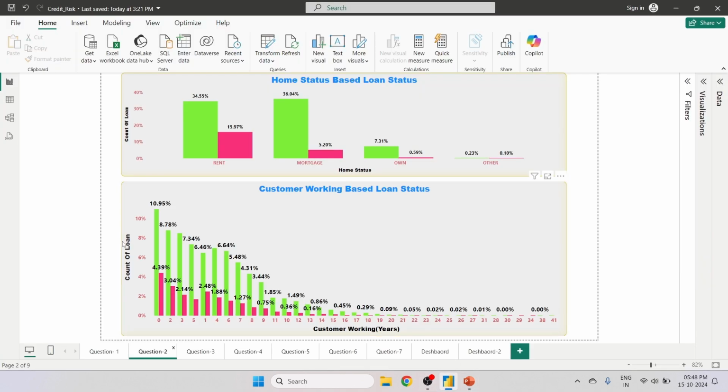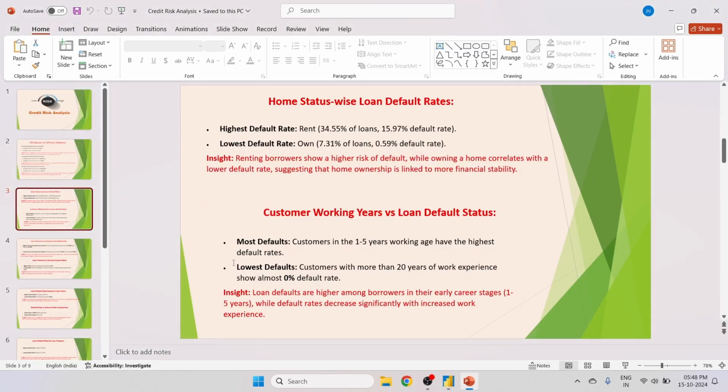Here we can see in this visual that in 0 to 5 years the maximum loan is taken, and the maximum red bar is shown in the 0 to 5 working years range. As the working age increases gradually, the percentage of loans also decreases, and the default rate also decreases. I am getting the same insight from here: increased work experience, lower default rate.